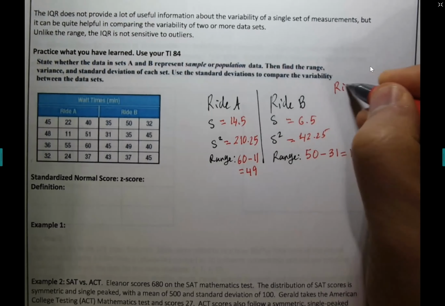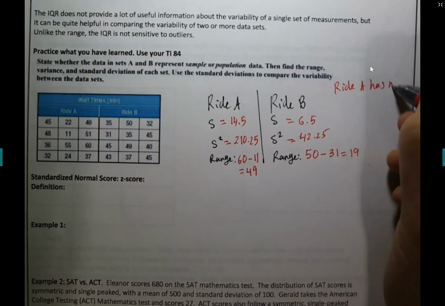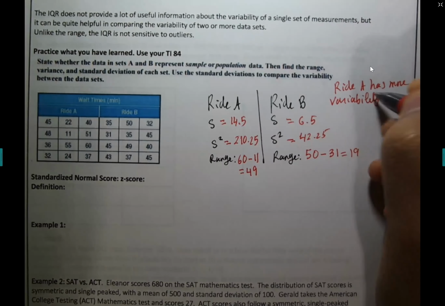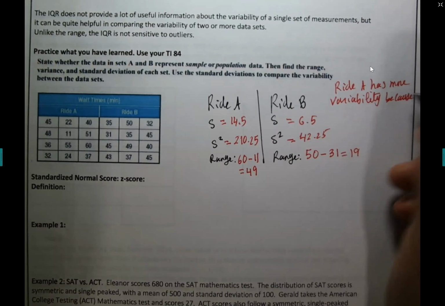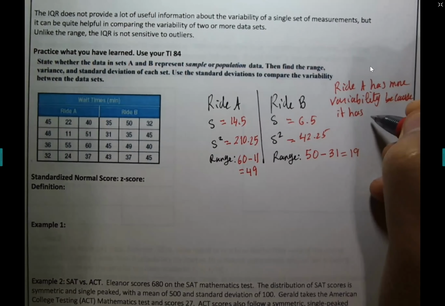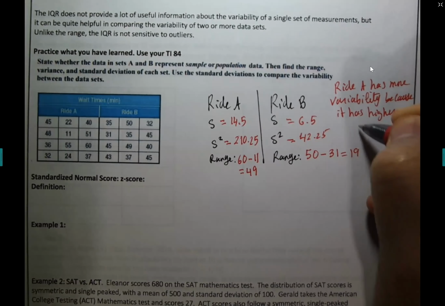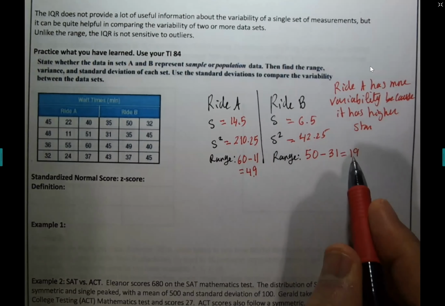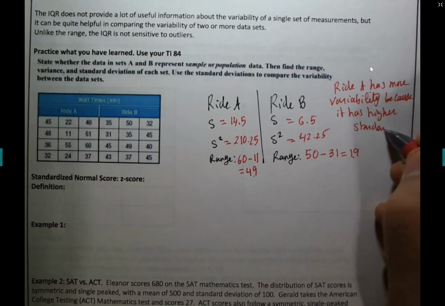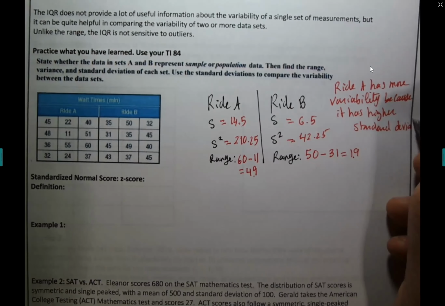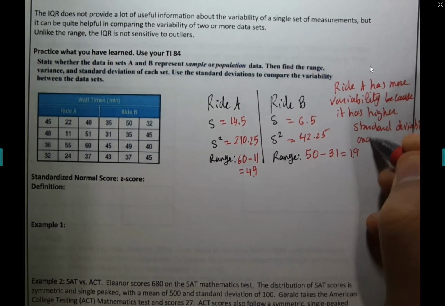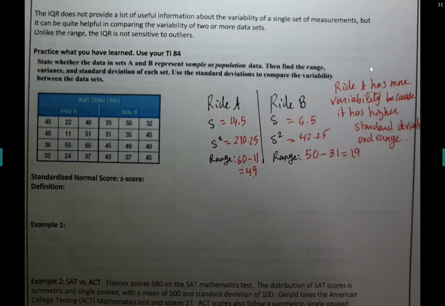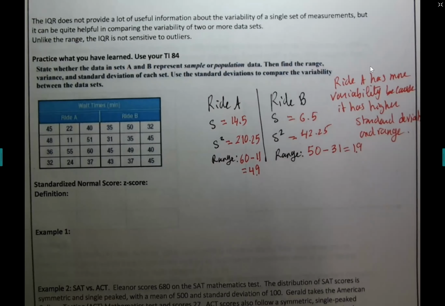So ride A has more variability because it has a higher standard deviation and a higher range, guys. Look at the range, 49 minutes, and look at the range there, 19. Higher standard deviation and range. But you don't have to use the range, you can just use the standard deviation. All right. So this is how you compare data sets.